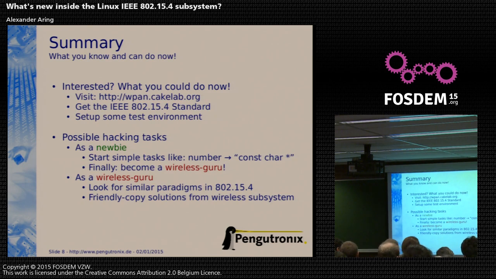So you can now visit the vpn.cakelab.org website, and we have a table on it with supported hardware for 802.15.4 transceivers, and you can get the 802.15.4 standard. Setting up a test environment is also described on the website. And possible hacking tasks are, as a newbie, start with simple tasks: the standard describes a lot of numbers, but they also have proper names for them, like CSMA mode. One is ALOHA or something else for collision avoidance.